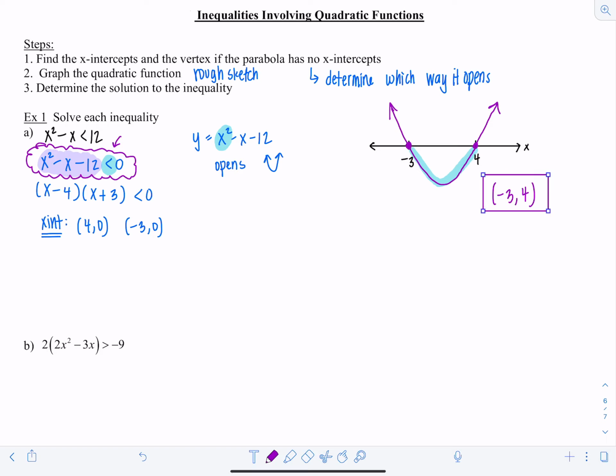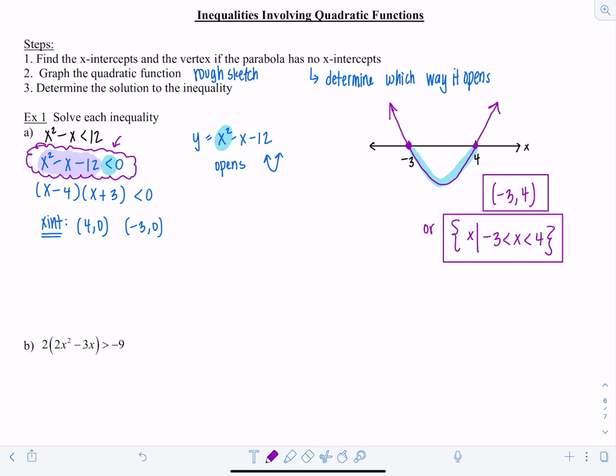So that's in interval notation. If you wanted to write it in set builder notation, you would say all x's such that x is between -3 and 4. You could write it out this way as well. All right. So you see, all you really need for the graph are the intercepts, and then you have to know which way the parabola is opening so you could answer the question appropriately.